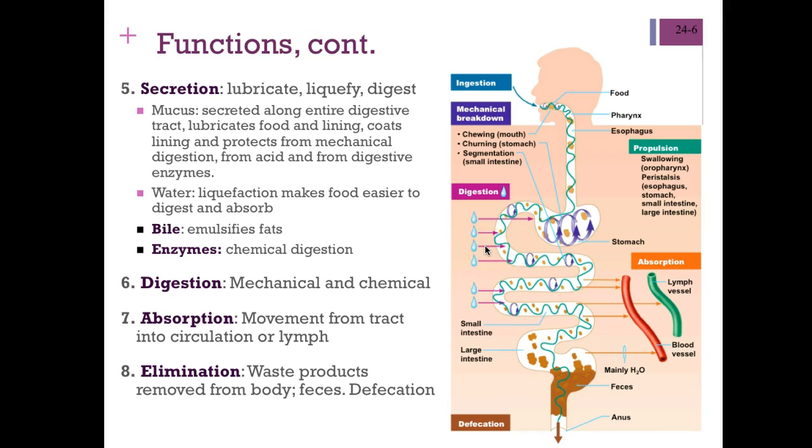Sixth function is digestion. This is mechanical and chemical. We've already kind of talked about this when we discussed mastication. And absorption is a huge function here. So as we're moving the food through, there are going to be different areas in the GI tract that will allow absorption of different nutrients and move them into our bloodstream or circulation or within our lymphatic system. And lastly, we have elimination, which will collect our waste products and remove them from our body in the form of feces, and this process is called defecation.